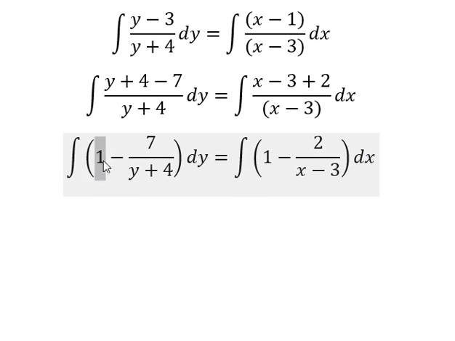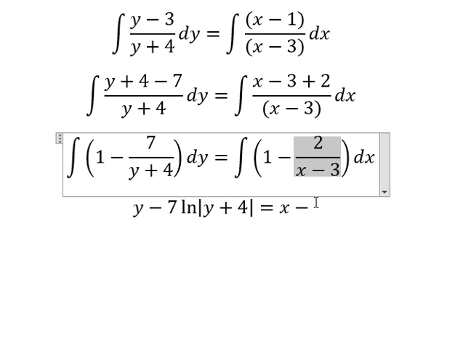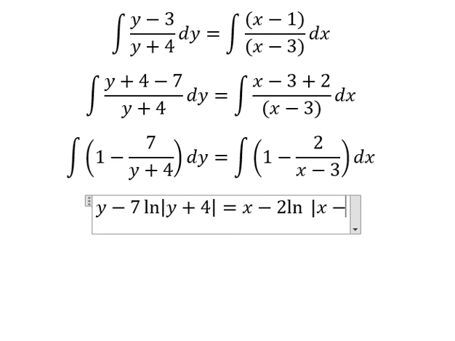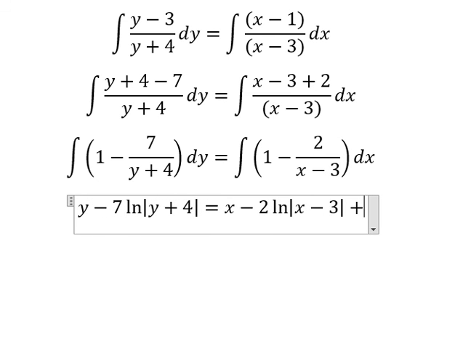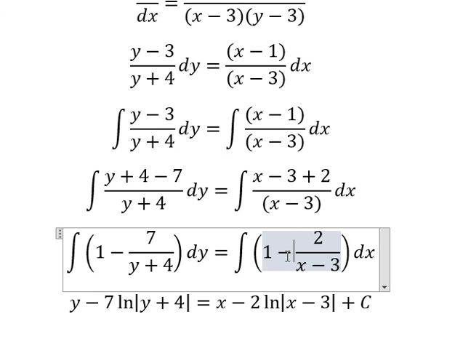The integration of 1, we have y. The integration of this one, we have 7 ln of the absolute value of y plus 4. The integration of 1, we have x. The integration of this one, we have 2 ln of the absolute value of x minus 3. And then we put c. This one is about positive.